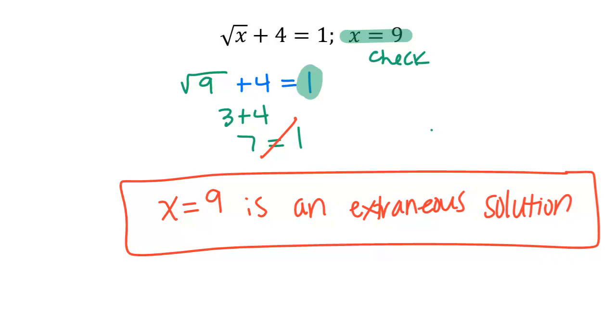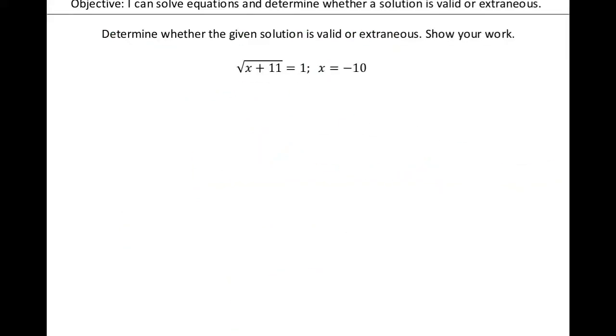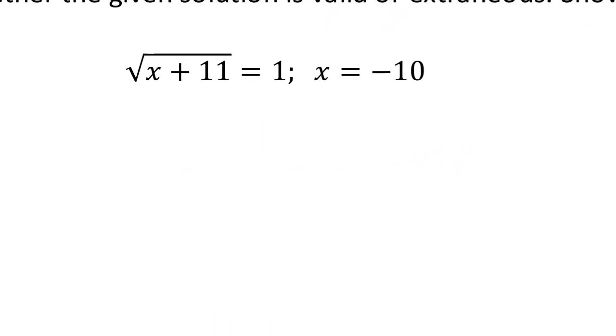So I'm going to have you guys go ahead and try the next one together as a group. Copy this next one, and you're trying to see if x equals negative 10 is valid or extraneous. Shh, quiet, please.